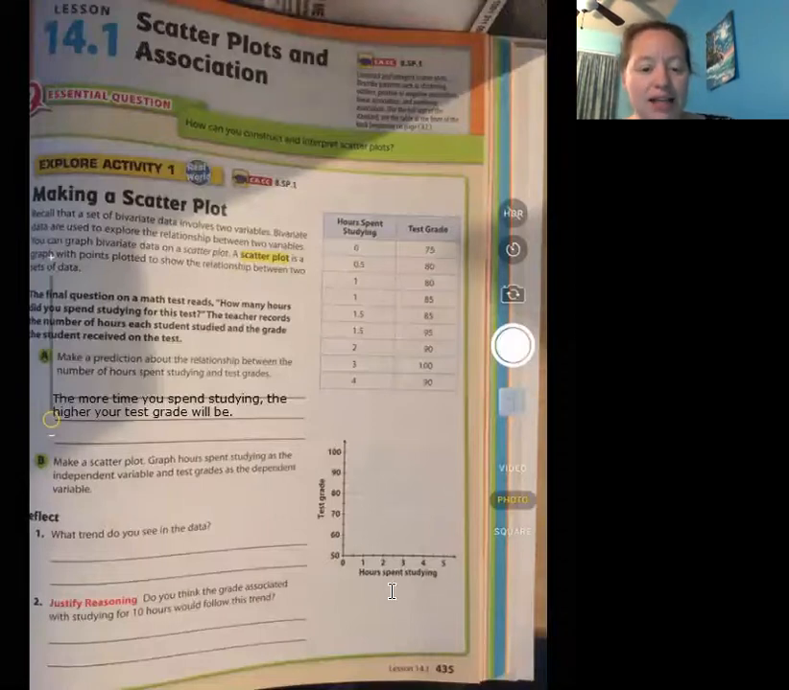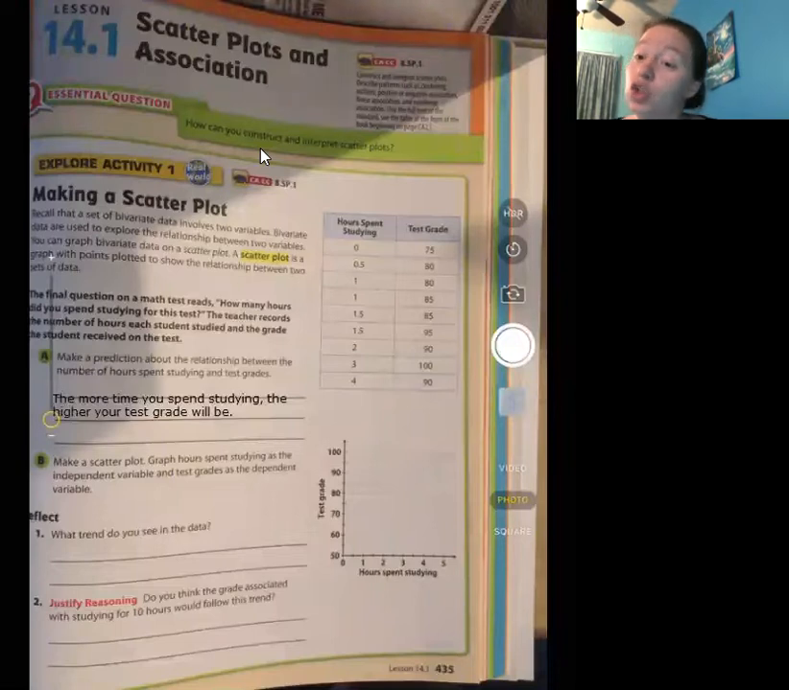Make a scatter plot. Graph the hours spent studying as an independent variable and the test grades as a dependent variable. All right, so let's look at what we have got here. I'm going to be using maybe I'll use X's. This particular program doesn't have a whole lot of very good markers for it. I can do stars or hearts or X's. So I'm going to be doing X's. You will be doing dots, okay? The X will show up much better than the dot will on this particular thing.